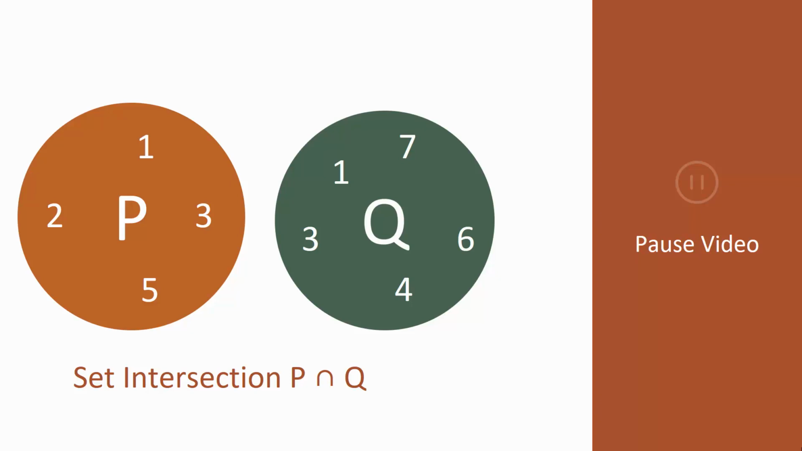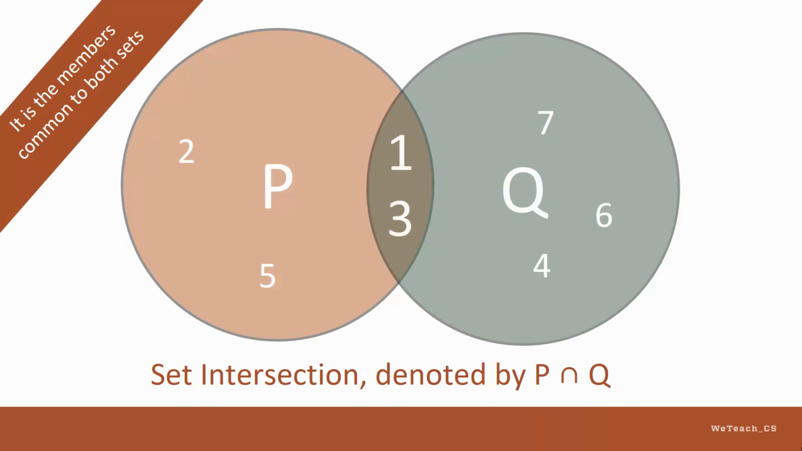Pause the video and write down what you think will be the result of P intersection Q. The results of P intersection Q are the members that are common to both P and Q, which is 1s and 3s. Here is how we display the answer in text.